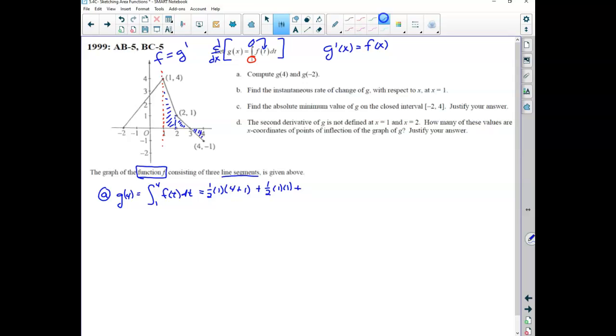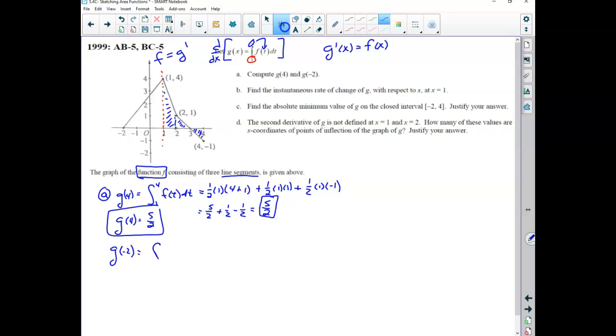Remember, I'm integrating to the right, which means this is going to be 1/2 times 1, my base. I'm going to say my delta x is 1, but all my heights are negative 1. So this is going to give me 5/2 plus 1/2 minus 1/2, or 5/2 is what G of 4 is going to equal when I accumulate that area. Okay? How about, what is G of negative 2?